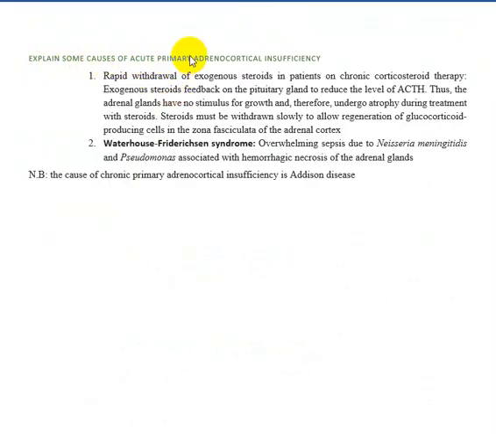Explain some causes of acute primary adrenal insufficiency. Let's explain the rapid withdrawal of exogenous steroids. Normally when you have exogenous steroids, they reduce the production of ACTH, because these exogenous steroids have the same conformation as the endogenous steroids found inside the body. So exogenous steroids are going to cause a negative feedback on the pituitary gland, and the ACTH is going to be reduced.